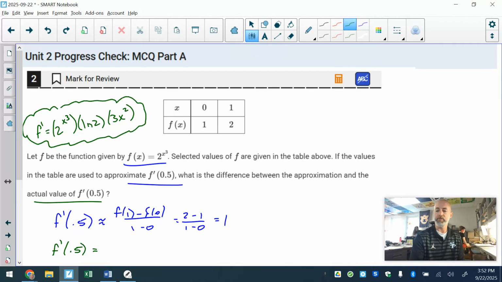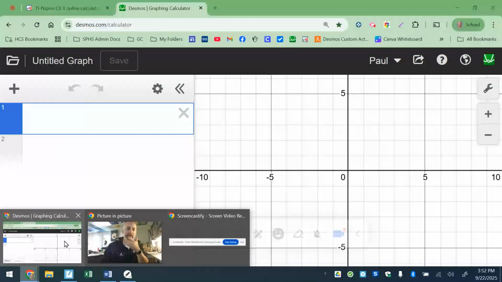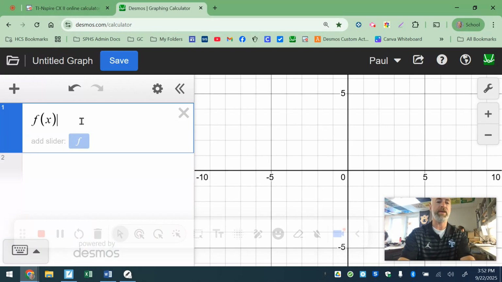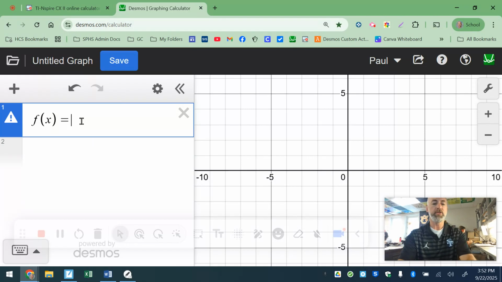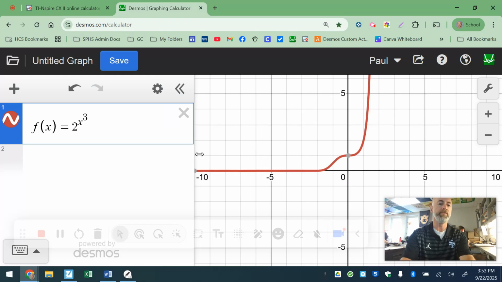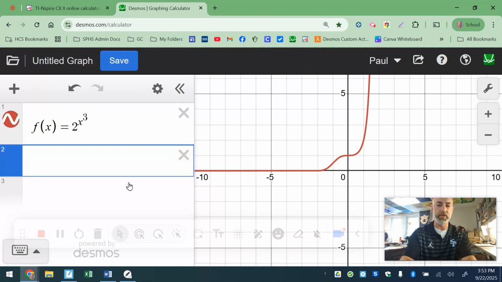And so I'm going to show you how to do this on the Inspire and on Desmos. So first with Desmos, I'm actually going to define the function. So my function f of x, and I literally type it in, 2 to the power of, and I do shift 6 to open up that exponent, and the exponent was x cubed. And so I simply define the function as 2 to the x cubed. I really don't care about the graph. It'll display automatically, but I'm not even looking at the graph.